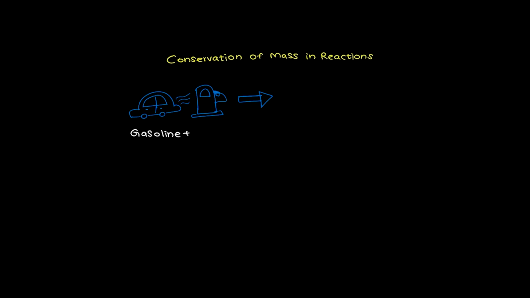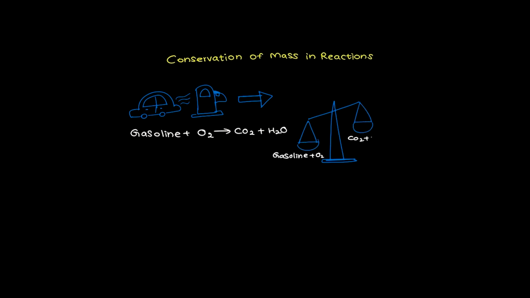Gasoline burns in your car engine, fuel combines with oxygen, combustion happens, and out the exhaust comes carbon dioxide and water vapour. The gasoline seems to vanish. You started with a tank of liquid and ended with invisible gases. But here's the key: if you could capture and weigh everything, the total mass of reactants would exactly equal the total mass of products. Gasoline plus oxygen equals carbon dioxide plus water vapour. Mass in equals mass out.